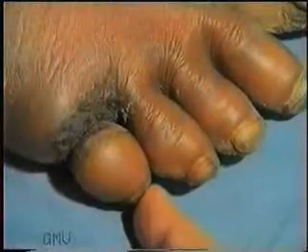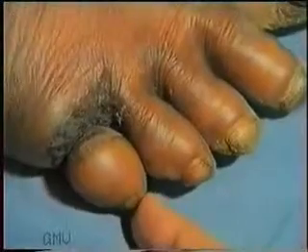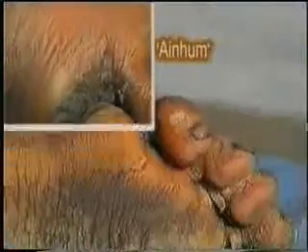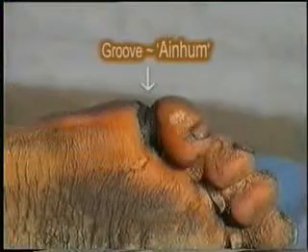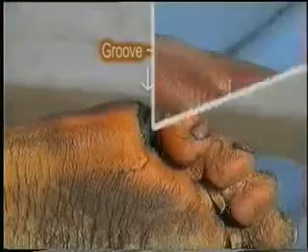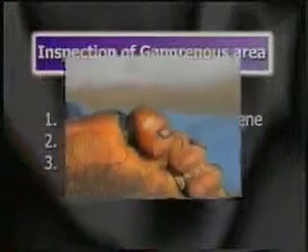Lastly, if the toes are affected, look for a constriction at the base of the toe as seen in ainhum. Note the constriction of the base of the fifth toe, which gradually deepens over several years till the toe separates.